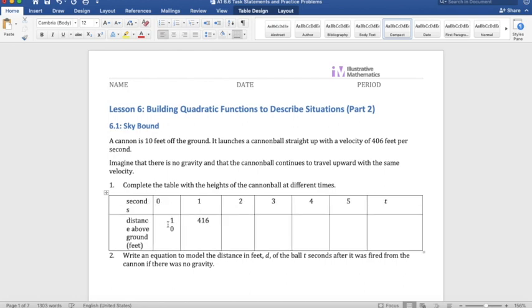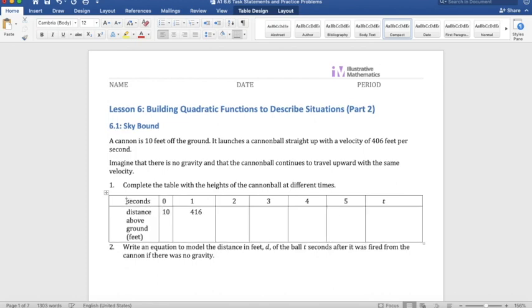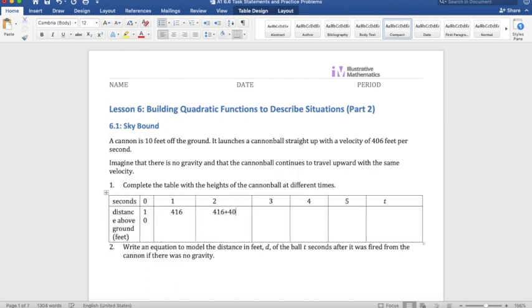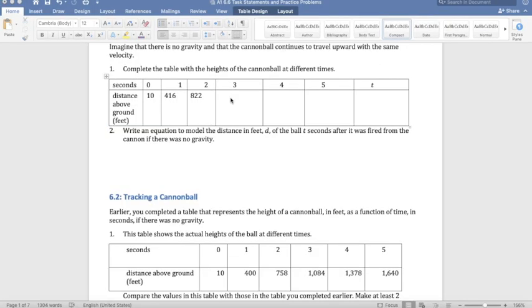And we're going to change the formatting of this table, because it's really bad. Then for 2 seconds, we're adding 406 again, so 416 plus 406, which gets me 822. Okay, so we're going to add 406 again, and we get 1228. Then add 406 again, and get 1634. And then add 406 again, and get 2040.